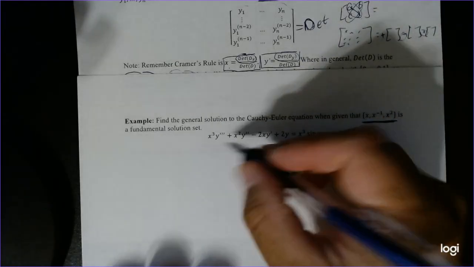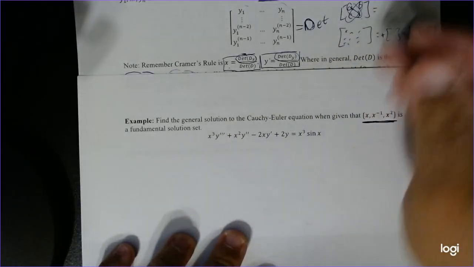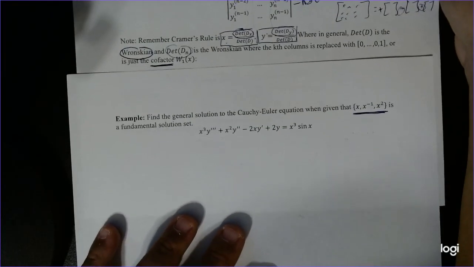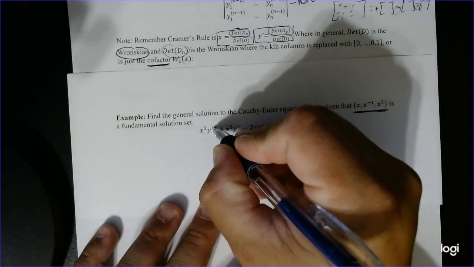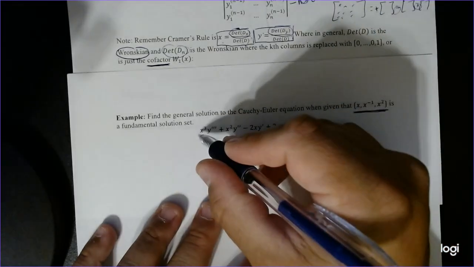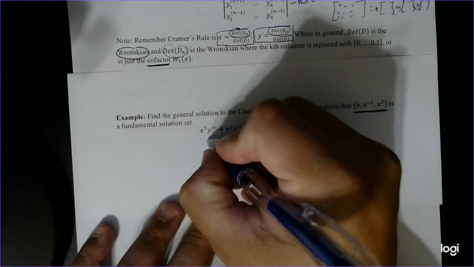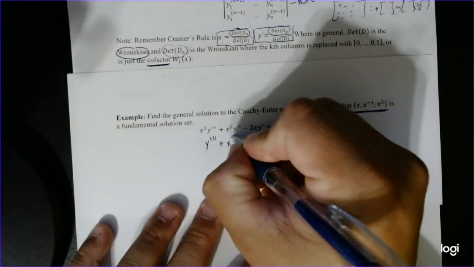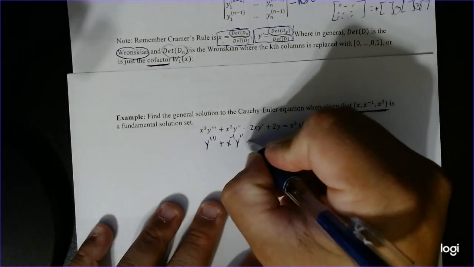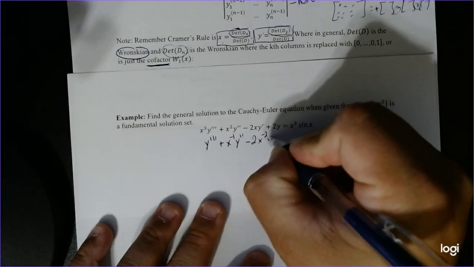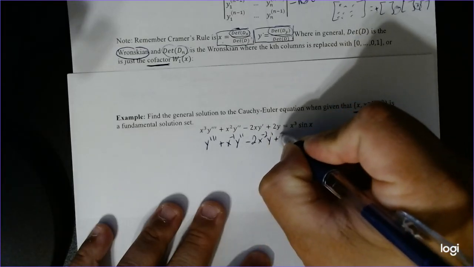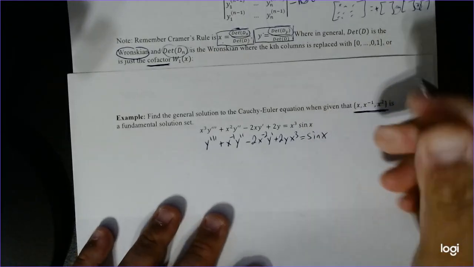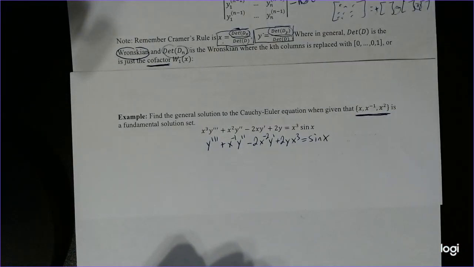But before we do so, I'm going to simplify this equation. I'm going to make it look a little nicer. I just want y triple prime to begin with, so I'm just going to divide this entire equation by x to the third. So when I do that, I now get this. Now if you're wondering, why would I do that?